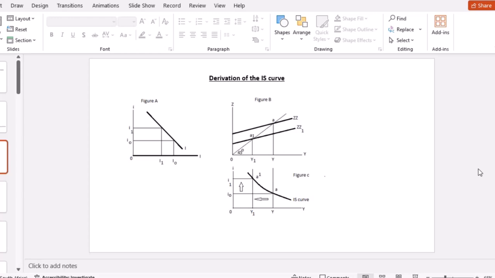At point A1, Y is equal to Z. At A1, Y is equal to Z, and the goods market is in equilibrium at that point. The equilibrium level of income and output is now lower at Y1. And that makes sense because the investments dropped.